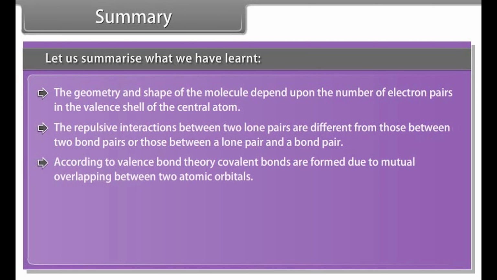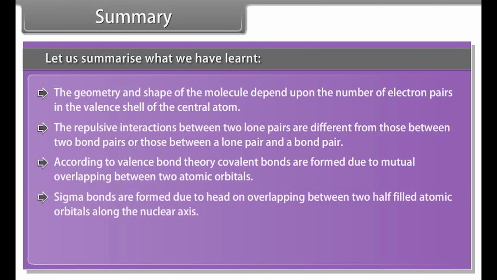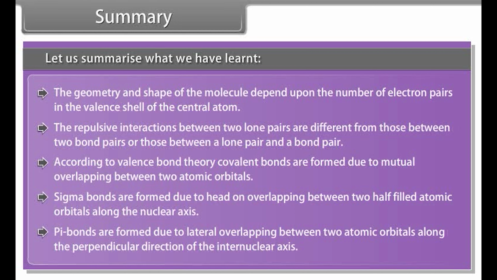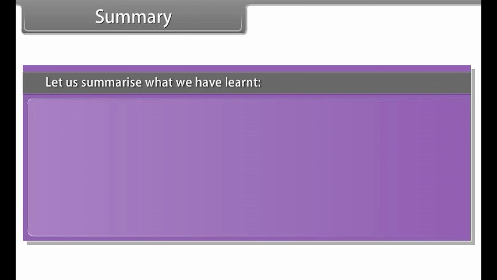According to Valence Bond Theory, covalent bonds are formed due to mutual overlapping between two atomic orbitals. Sigma bonds are formed due to head-on overlapping between two half-filled atomic orbitals along the nuclear axis. Pi bonds are formed due to lateral overlapping between two atomic orbitals along the perpendicular direction of the internuclear axis.